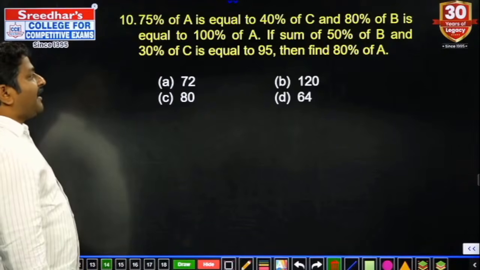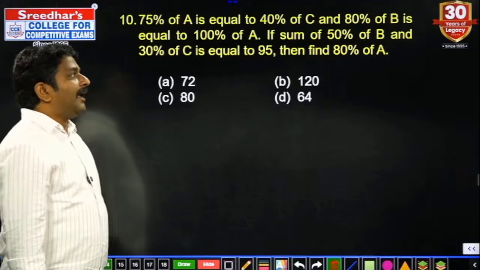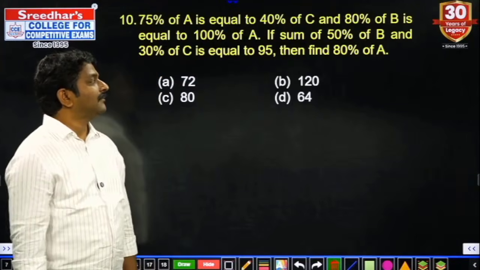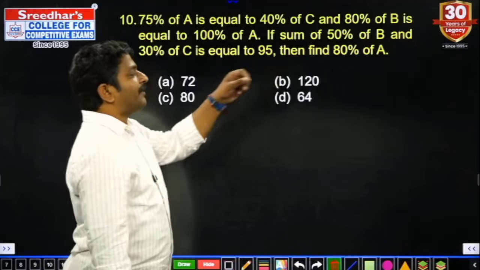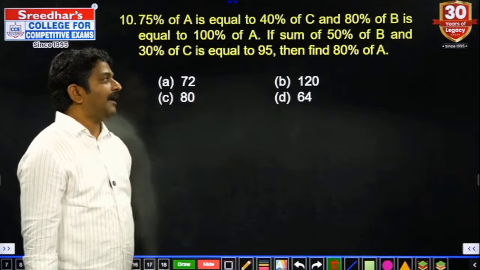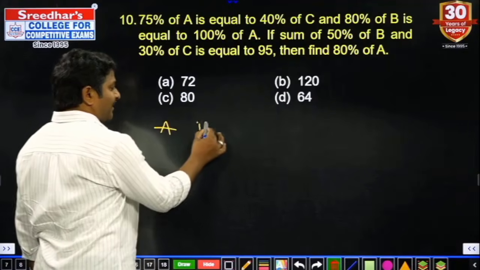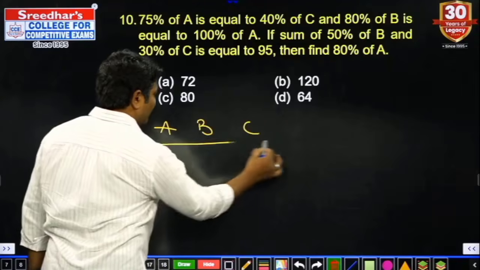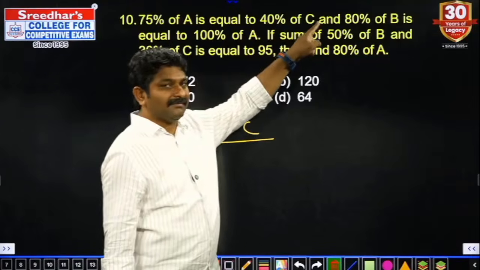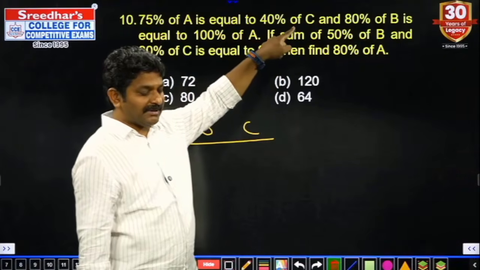75% of A is equal to 40% of C. 80% of B is equal to 100% of A. If the sum of 50% of B and 30% of C is equal to 95, find 80% of A. Now, we have 3 numbers, A, B, C. The first comparison is between A and C. 75% of A is equal to 40% of C.